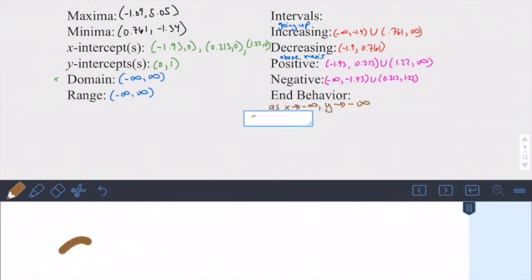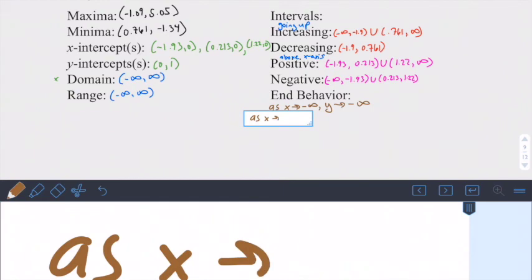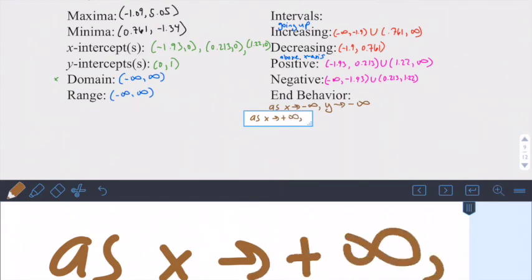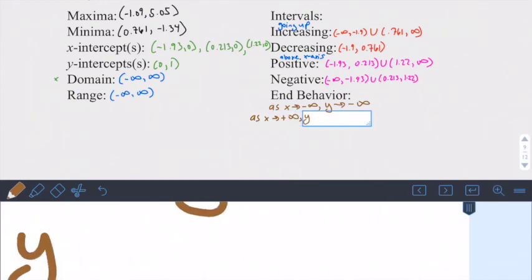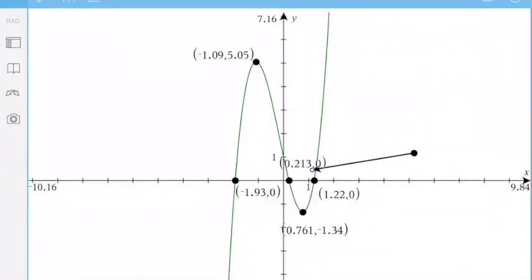And then our second one, as x approaches positive infinity, y approaches, so as x gets bigger and bigger and bigger, y gets bigger and bigger and bigger. So as x approaches positive infinity, y approaches positive infinity as well.